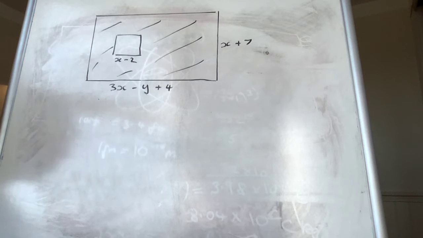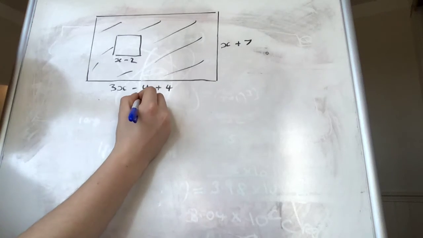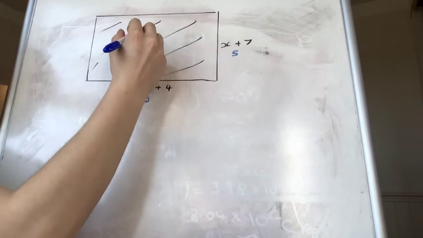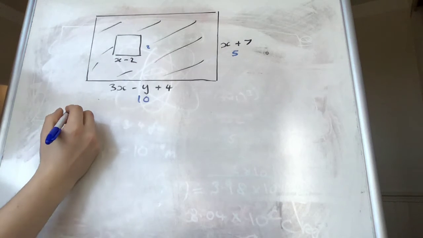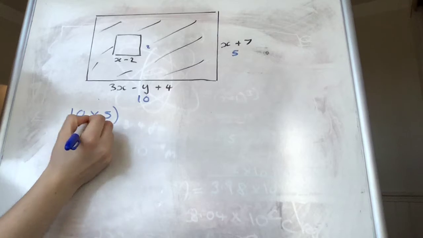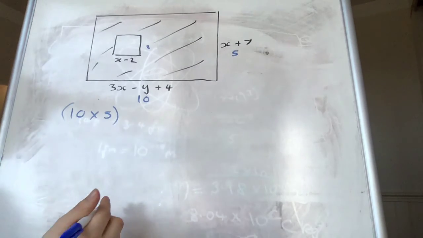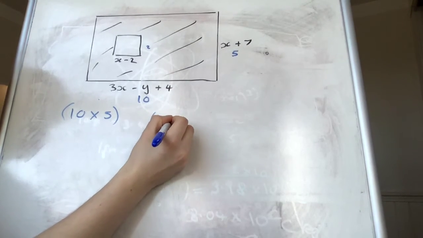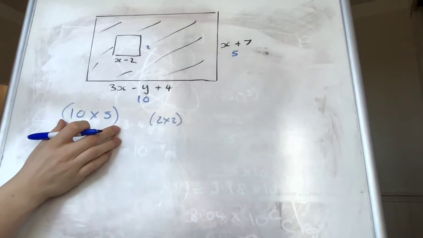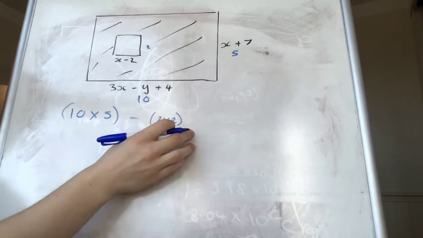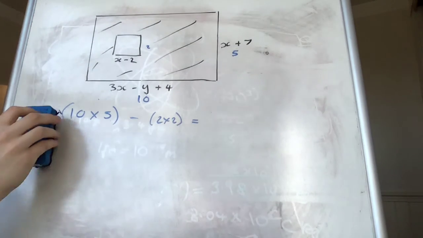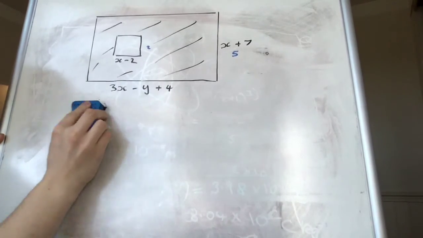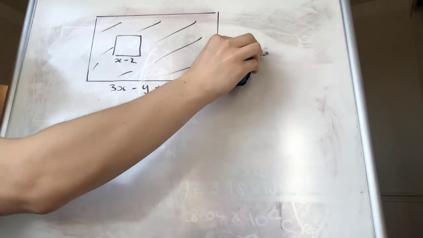Don't worry too much about the unknowns, just imagine that these were numbers. If this was, let's say, 10 and this was 5 and then that was just 2, for example, you would know that the area of the rectangle would be 10 times 5, and the area of the square is 2 times 2, and you would just take the area of the rectangle and take away the area of the square. We're going to apply that very same line of thinking to this question.